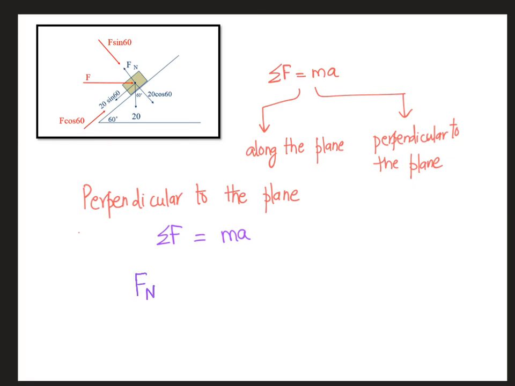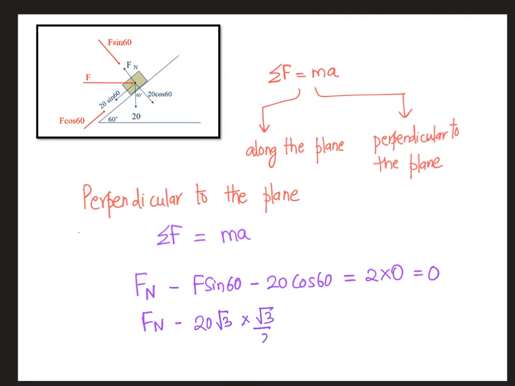So we'll write Fn, which is upwards, minus F sine 60 minus 20 cosine 60 equal to 2 multiplied by 0, because acceleration is 0. So this becomes equal to 0. So we have got an equation here to solve. So Fn minus, now F we know from the previous slide. So we are going to put the value 20 root 3. Sine 60, the value of sine 60 is root 3 over 2, minus 20 cosine 60, the value is half, equal to 0. So we can solve this.